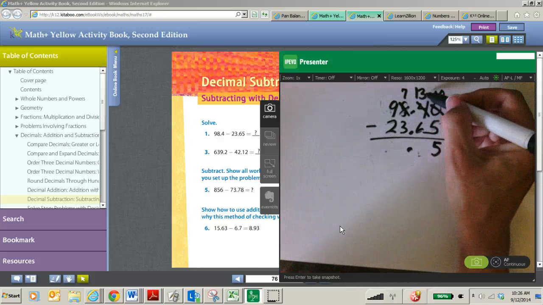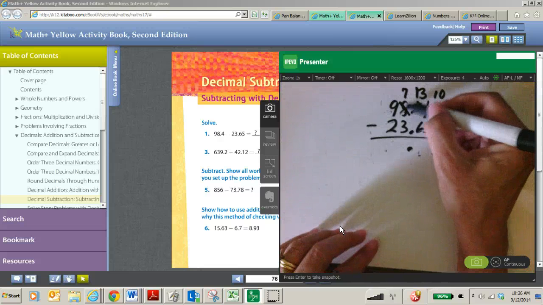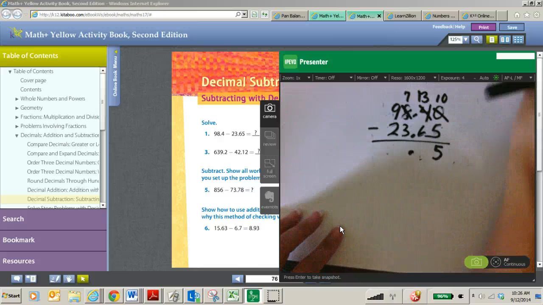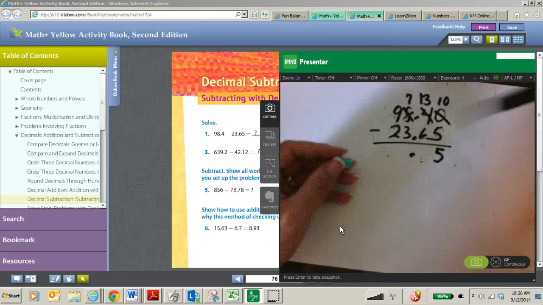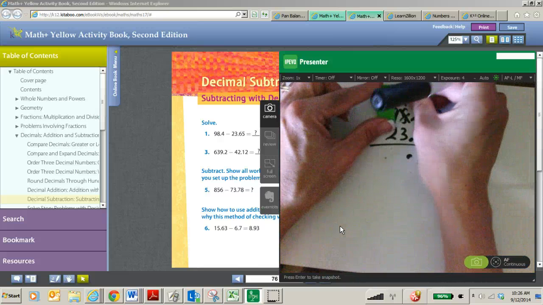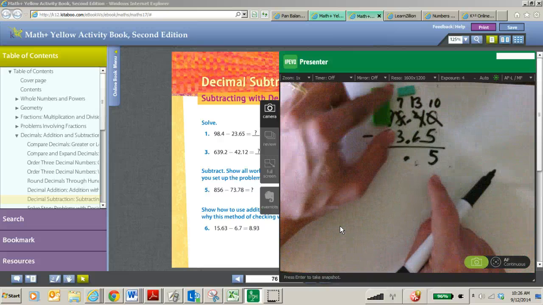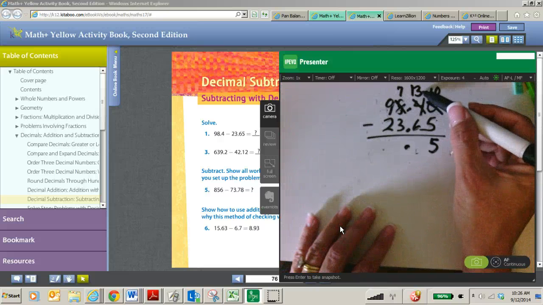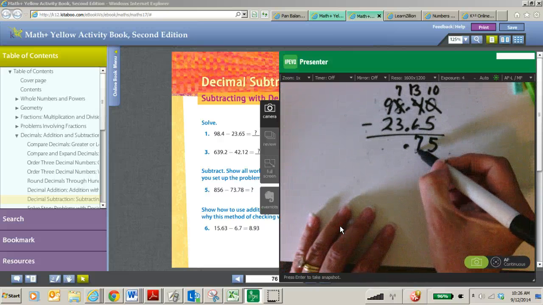So I have 13, or I took an entire 1 actually because I was taking it from the 1. So I just visualize this 1, and remember I could turn that into 10 little pieces. So that's what I did. I turned it into 10 tenths. So now I have 13 take away 6 is 7.